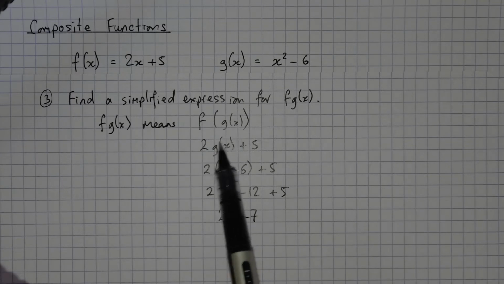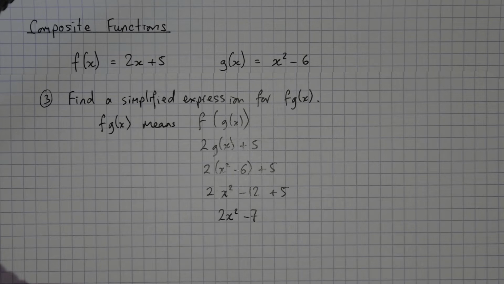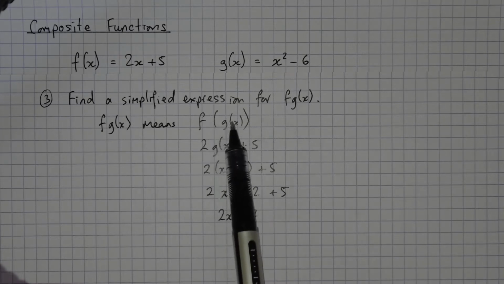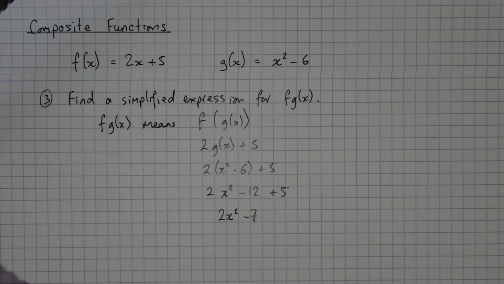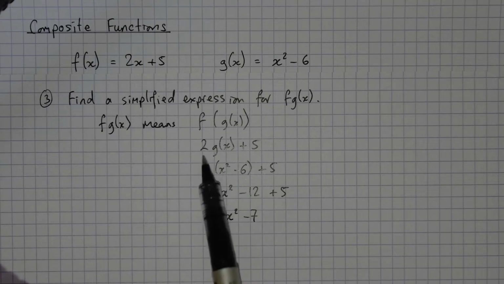I've kept the g of x here on this next line. It's clear to see that's the input for the f. And then I've replaced g with this definition. If you replace g of x with x squared minus 6 at this stage, it can get a little confusing. It's still completely correct. I would recommend this is the right time to do it.